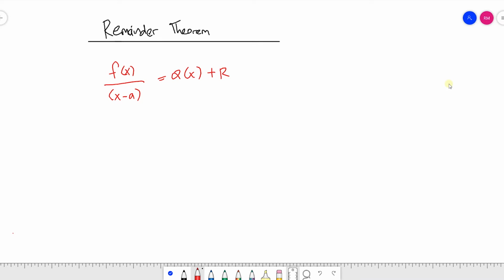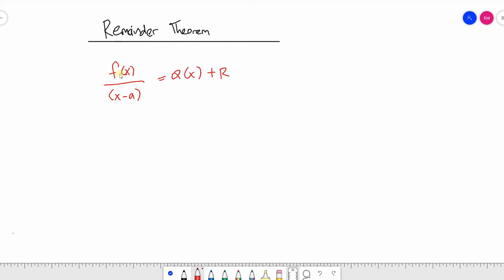Hi everyone, in this video I'll be explaining the basics, or the principle, of the remainder theorem, and I'll be solving a few examples related to this theory. First of all, the main formula that we need to understand what is happening behind the principle of this remainder theorem. As we can see, there is a formula here which is very important.